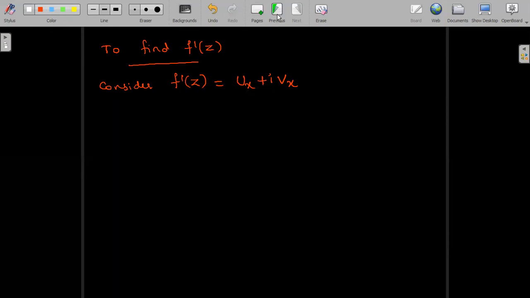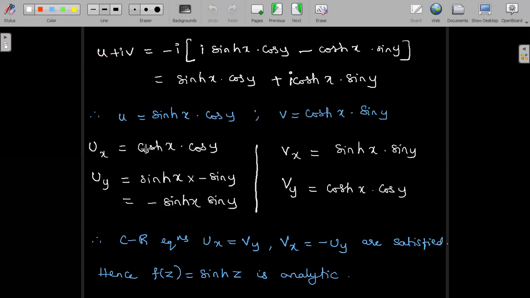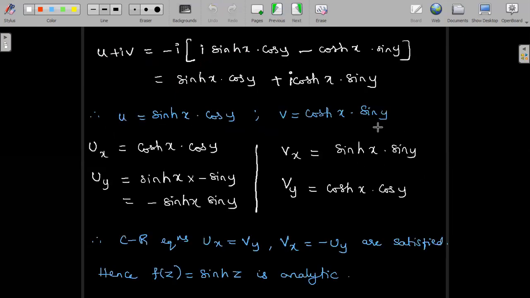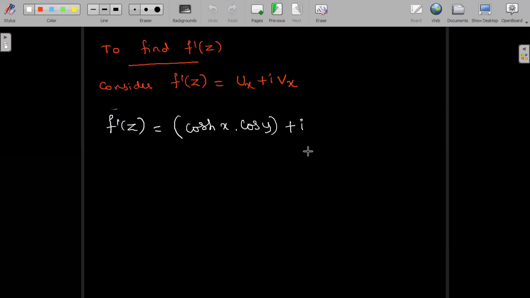Now we will substitute both the partial derivatives ux and vx. So ux is nothing but cos hx into cos y. So f dash of z will now become cos hx into cos y plus i into vx, which is nothing but, let us just check what is vx, sin hx into sin y.